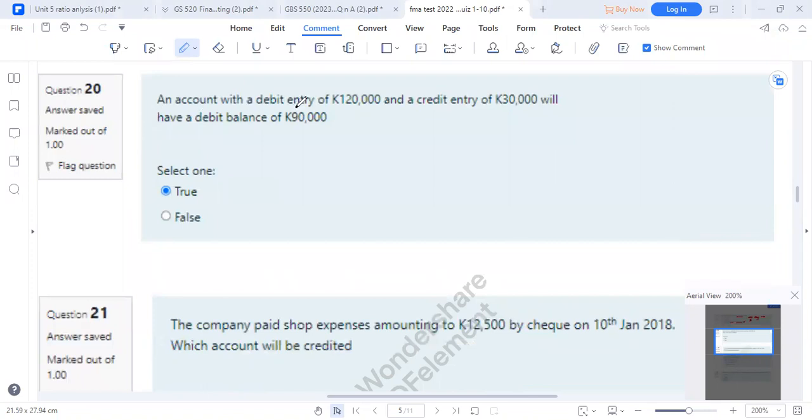Then an account with a debit entry of 120 and a credit entry of 30 will have a debit balance of 90,000. Yes, this is true. So when you put 90,000 on the credit side, it will come to be 90,000 on the debit side. So this is what we call closing up the accounts. So it is true.